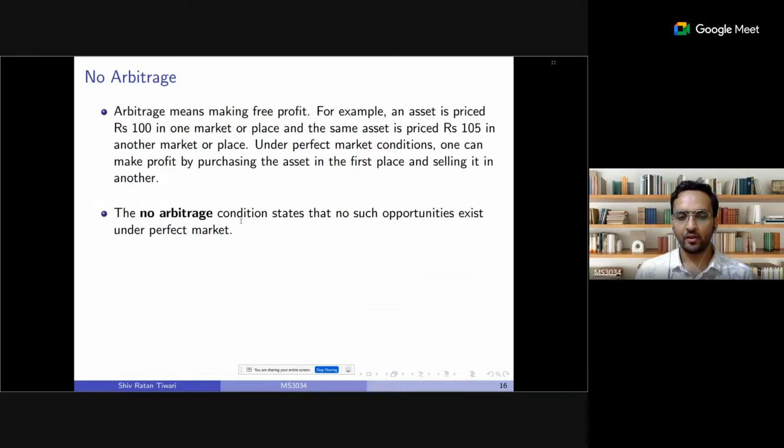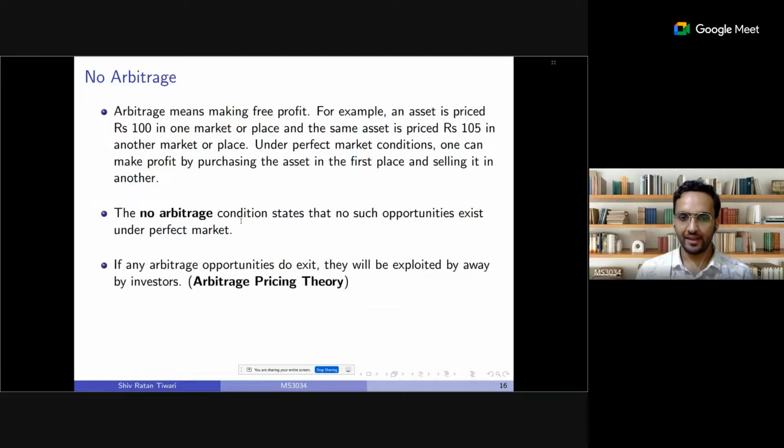There should not be. If, for instance, for a millisecond such an opportunity exists, then all the investors will go to take on this opportunity, and it will be exploited within milliseconds. All the investors will take it on, and this opportunity will vanish in milliseconds. So this is the concept behind the arbitrage pricing theory.